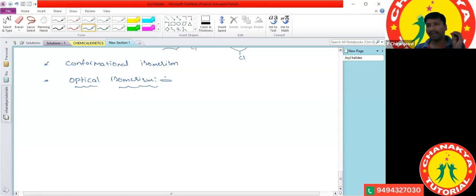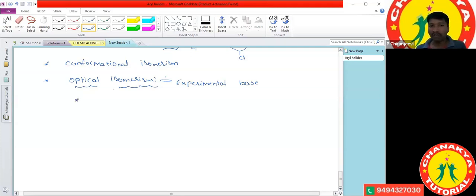When plane polarized light is passed through an optically active compound, the substance rotates the plane polarized light, either in a clockwise direction or an anti-clockwise direction. So how can we define optical isomerism? Optical isomerism is completely experimental based. Point number one, it is experimental based. By seeing the structure, we cannot say whether the given one exhibits as a D isomer or L isomer.